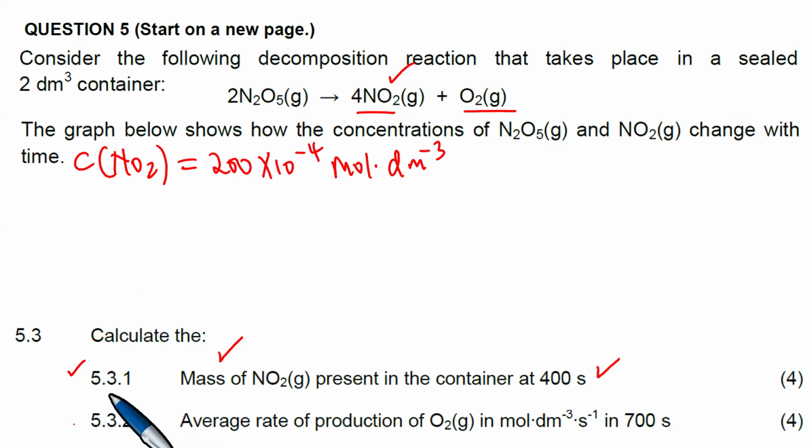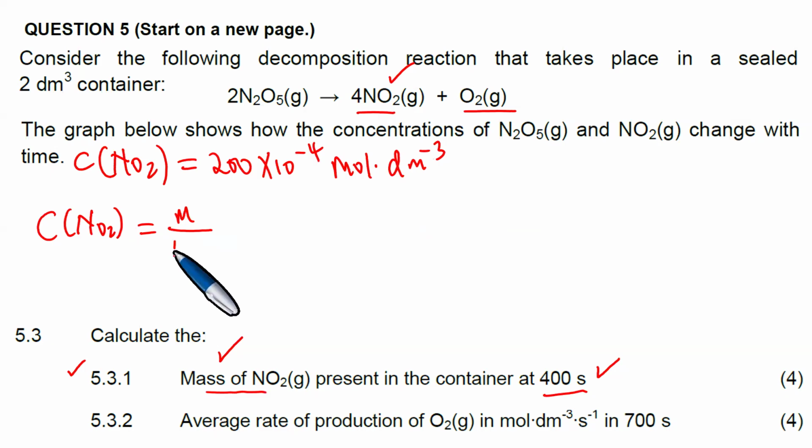Okay. That is the concentration, but yeah, the time is 400 seconds. We know that. But we want to find the mass. So it's easy. And when I say concentration of NO2 gas is mass over molar mass. What is the concentration? It's 200 times 10 to the minus 4 equals the mass.